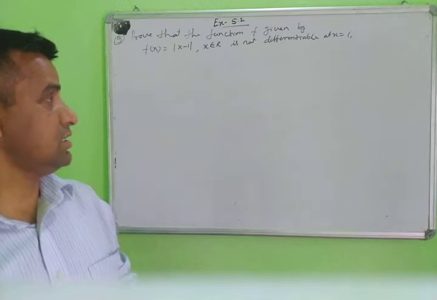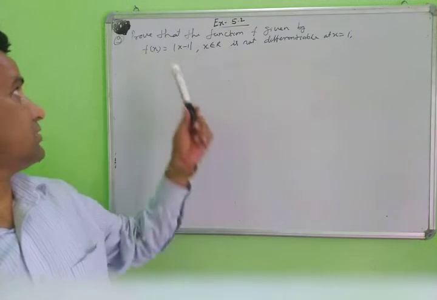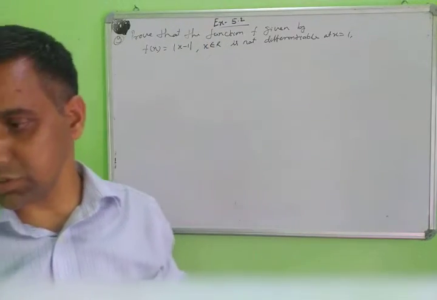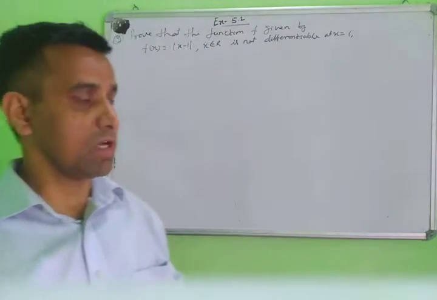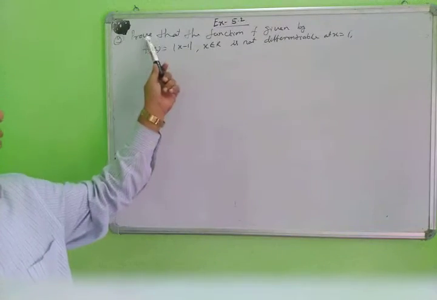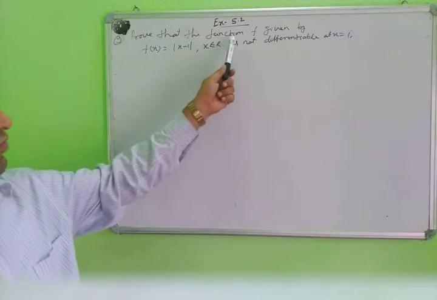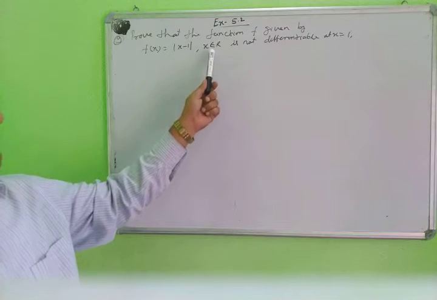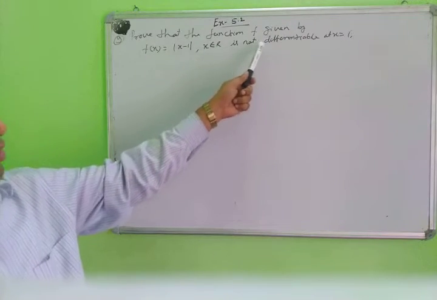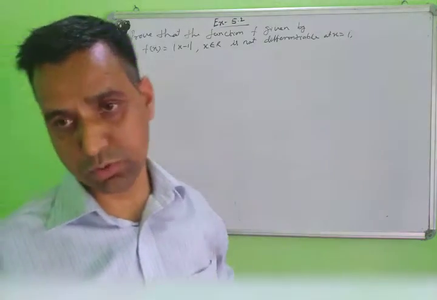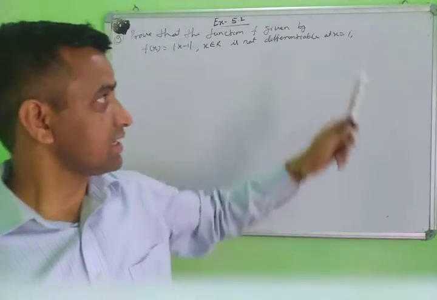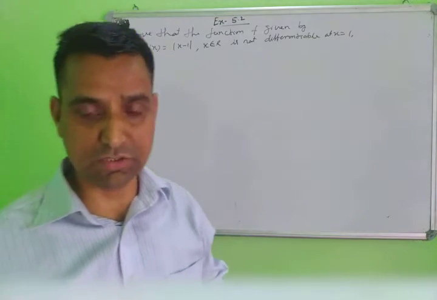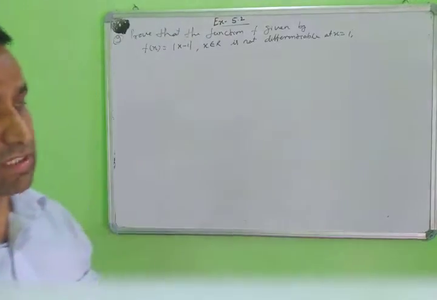Yes student, this is a very important question, question number 9, exercise 5.2. This question came in the board exam many times. To prove that the function f given by this function, x belongs to all real numbers, is not differentiable at x equal to 1. You will prove that in this limit this function is not differentiable. Now start the question.